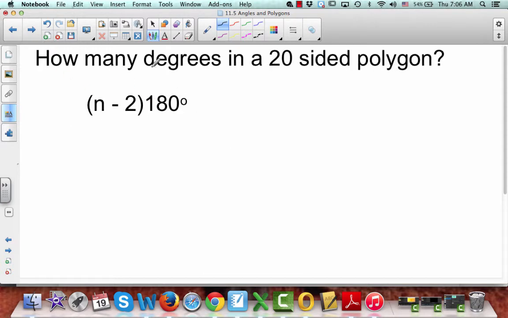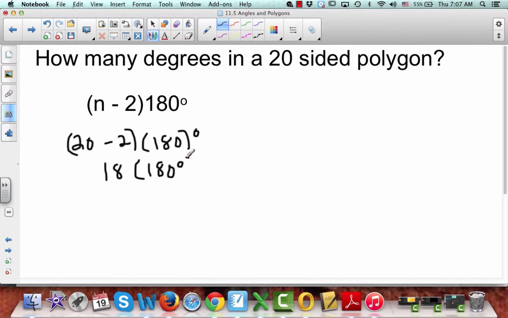Alright, now tell me, how many degrees are in a 20-sided polygon? Pause the video and do this one, and then come back to me. Alright, so we've got N minus 2 times 180 degrees. That will be 20 minus 2 times 180 degrees. Okay, that gives us 18 times 180 degrees. And that gives us 3,240 degrees inside that 20-sided polygon.